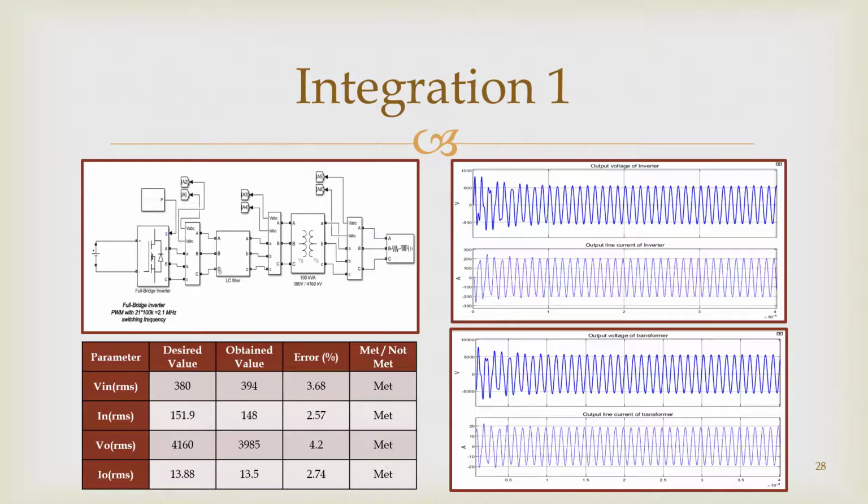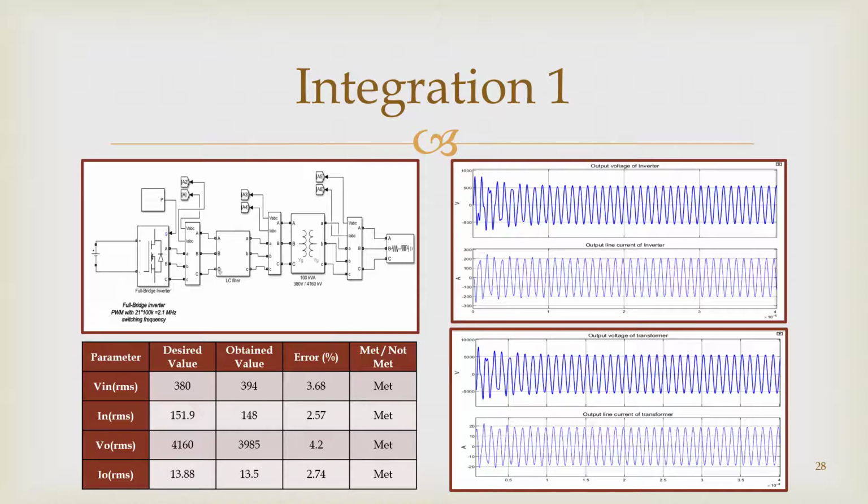Regarding the final stage, we have divided the integration part into 3 stages as follows. The first stage is the high frequency inverter with the high frequency transformer. Also, we can see from the table that we obtained 4.2% error for the output RMS voltage and 2.74% for the output RMS current.